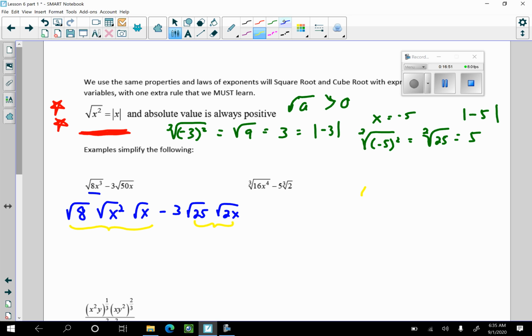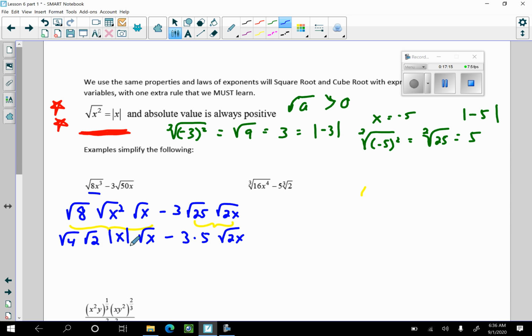The square root of 8, I'm going to need one more step here. The square root of 8 is the square root of 4 times the square root of 2. The square root of x squared is the absolute value of x. I can't do anything with the square root of x. Minus 3, the square root of 25 is 5, times the square root of 2x.